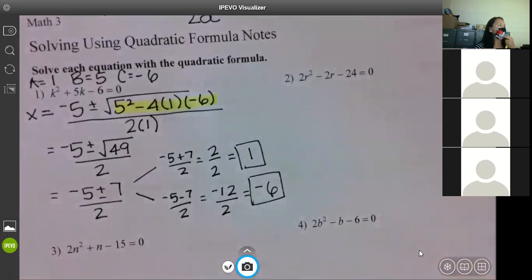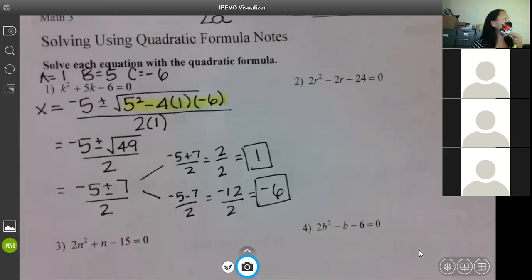Those are your answers. Now, anytime you come up with a really pretty answer like this, a whole number or a fraction, you could have factored. You could have factored this. If you came up with like 1/2 or something like that, any answer that we came up with yesterday, you could have factored, all right? Look at your next one.